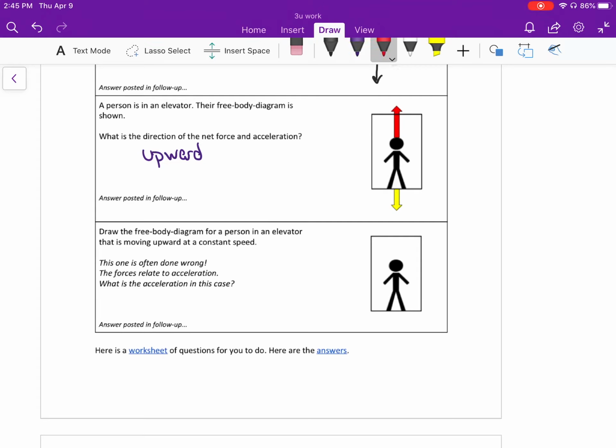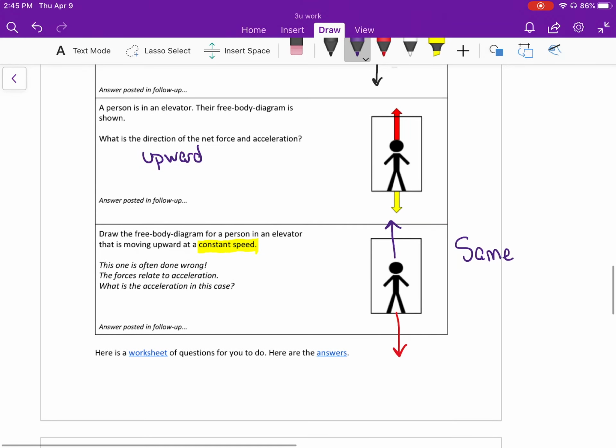Let's say we've got a person standing in an elevator. Gravity is going to be pulling them down, so I have a down arrow. It says they're moving upward, but the most important thing is it says they're moving upward at a constant speed. If they're moving upward at a constant speed, that means the up arrow has to be the exact same as the down arrow. If the up arrow were bigger, that would mean it's accelerating up. If the up arrow were smaller, that would mean it's accelerating down. Since it says it's going at a constant speed, it doesn't matter whether it's moving up or down. All that matters is that constant speed means the two forces have to be equal.